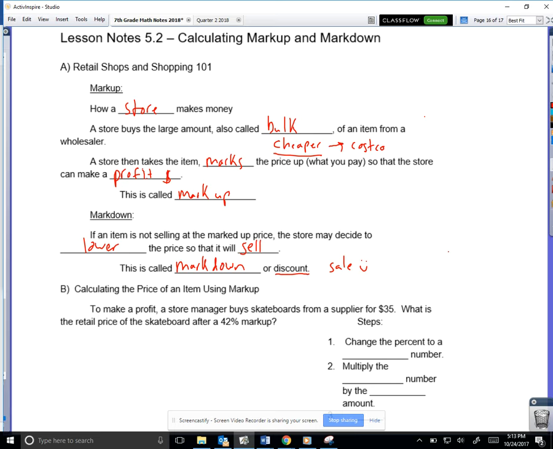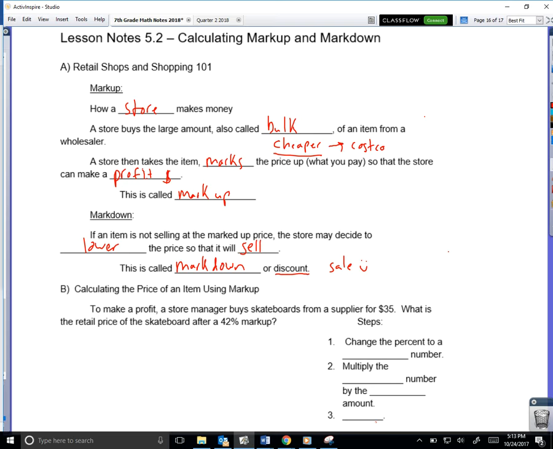All right, so we got markup, we got markdown. There's a little retail business for you. Let's take a look at how we're going to calculate these markups and markdowns. I got some good news. It's the same steps that we used all throughout chapter 5. You're going to take a look at this, and it's going to look almost the same.